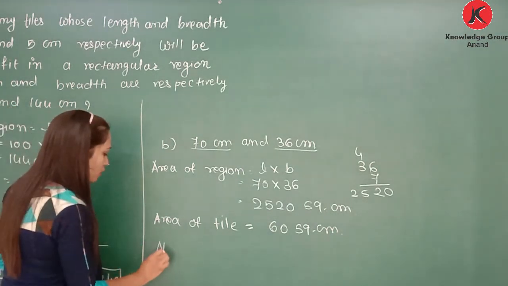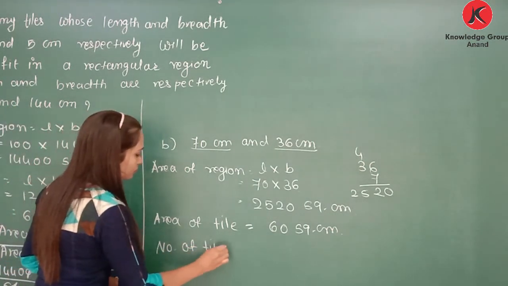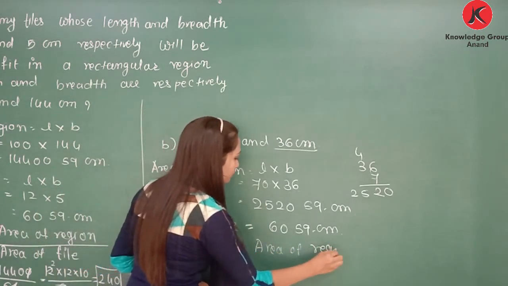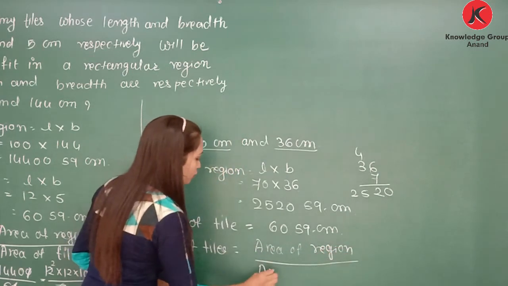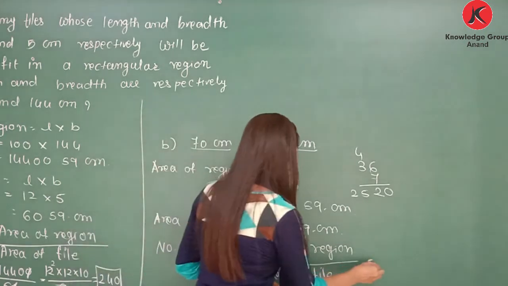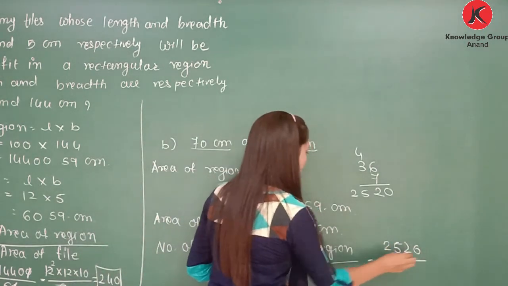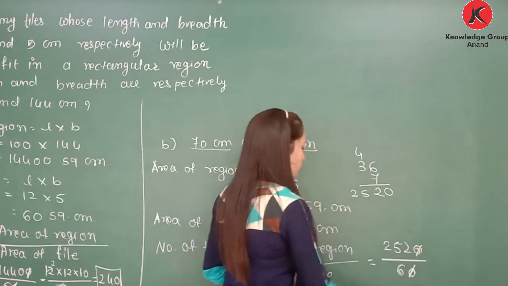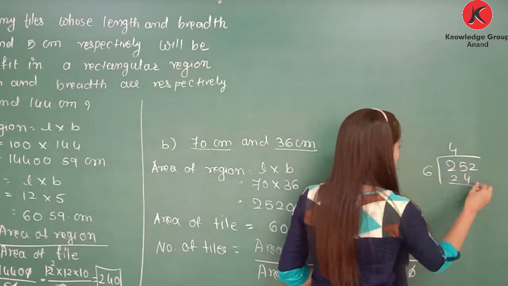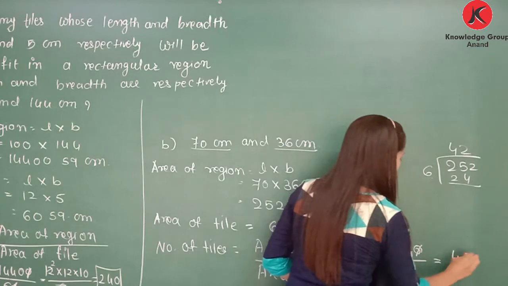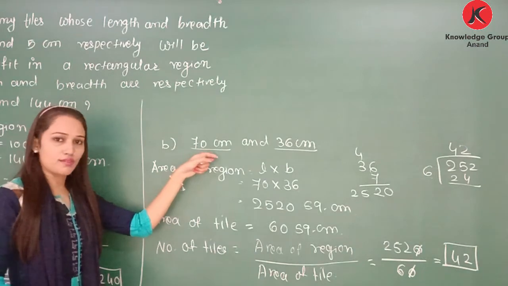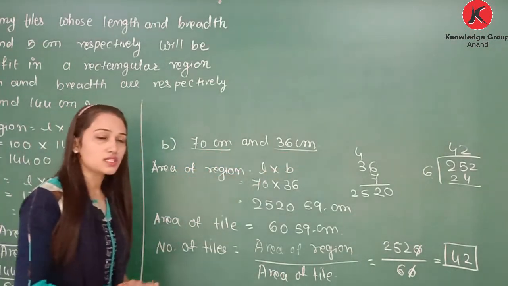So the number of tiles will be the area of region divided by the area of tile. So the area of region for this is 2520 divided by 60. So it is 42. So the number of tiles is 42 when the region is 70 centimeter long and 36 centimeter wide.